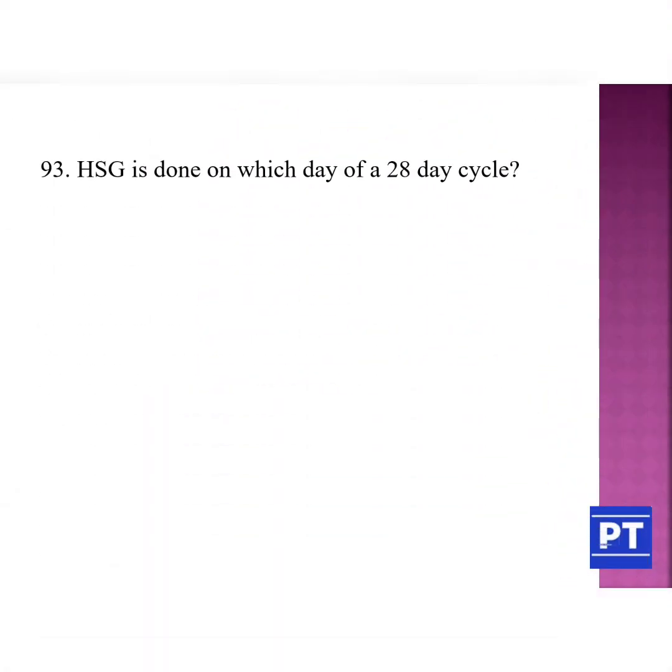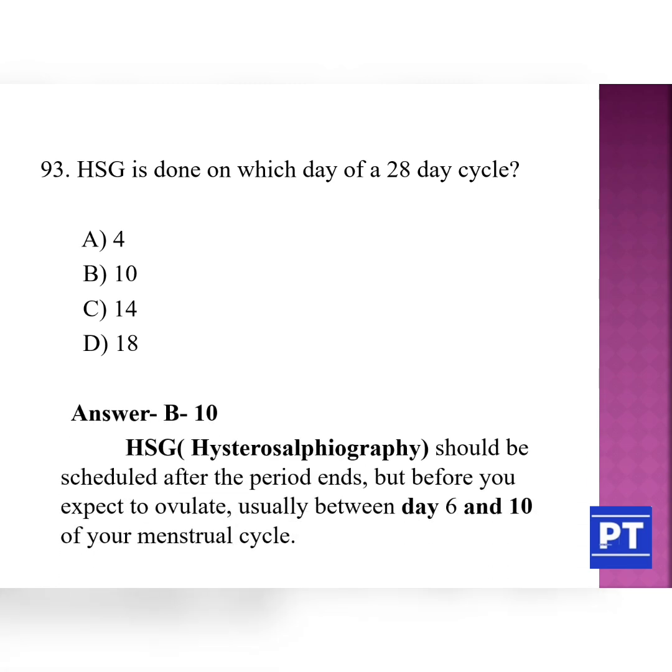Question number 93. HSG is done on which day of a 28-day cycle? HSG means hysterosalpingiography. Option A 4, option B 10, option C 14 and option D 18. The answer is B 10. HSG should be scheduled after the period ends but before you expect to ovulate, usually between day 6 and 10 of your menstrual cycle.